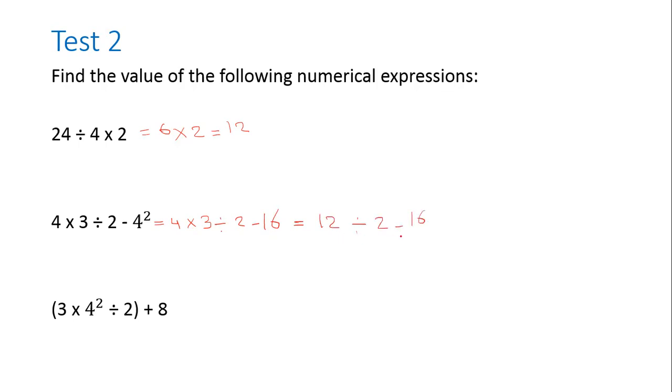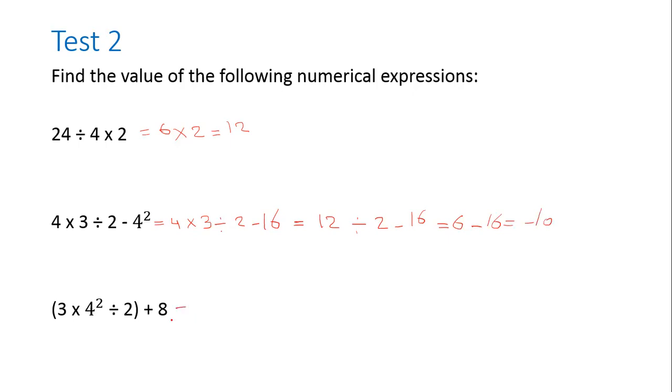Now we have division and subtraction, and we know that division takes priority over subtraction. So we get 12 divided by 2 equals 6, minus 16, this gives us minus 10.